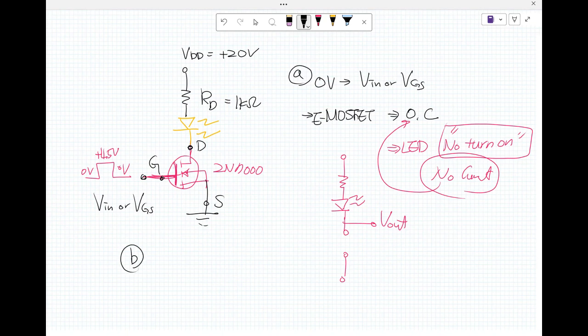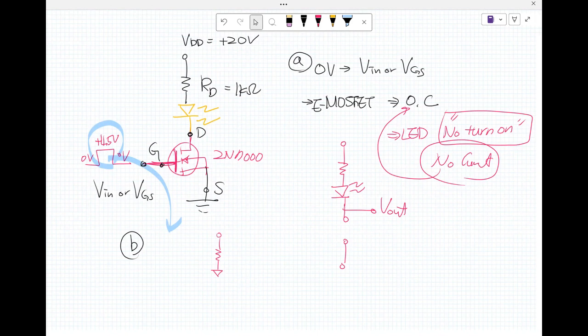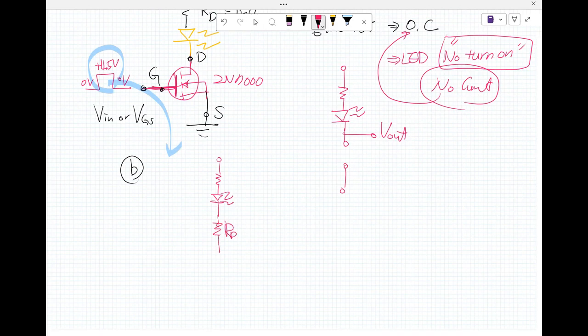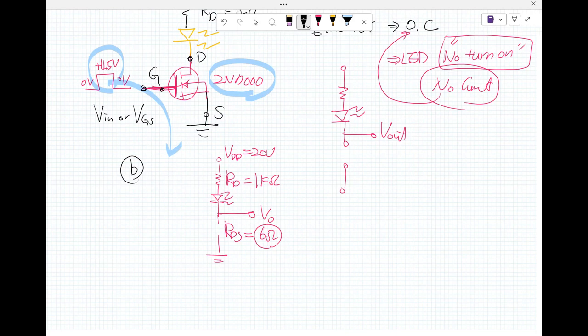But if the input is high, that was R sub ds, V sub out. So V sub dd is 20 volt, R sub d 1 kilo ohm. That was the 6 ohm from the table, okay? Because that was modeled for the 2N7000, like this one.